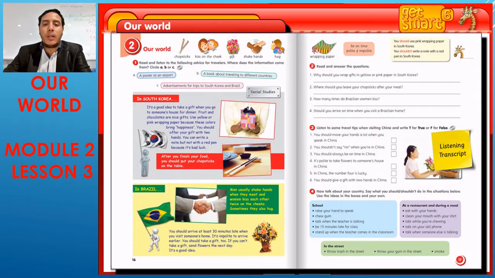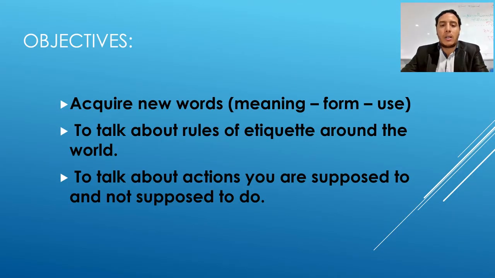Now, my students, look at page 16 and page 17, and think with me, what are we going to learn today? Our lesson today is entitled Our World, Module 2, Lesson 3. Who can tell me what our objectives today are? Excellent. Our objective today is to acquire new words: meaning, form, and use. Our second aim is to talk about rules of etiquette around the world. And our third aim is to talk about actions you are supposed to do and not supposed to do. Are you ready to start? Let's go.